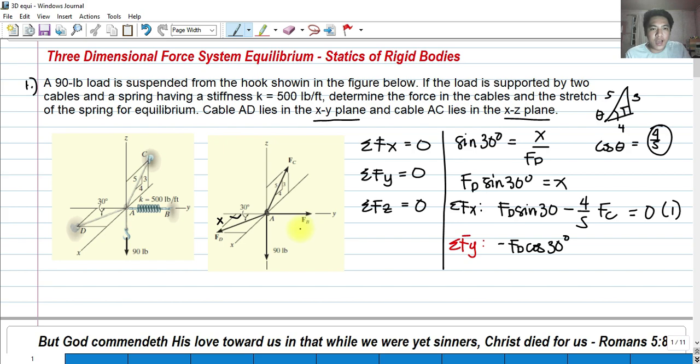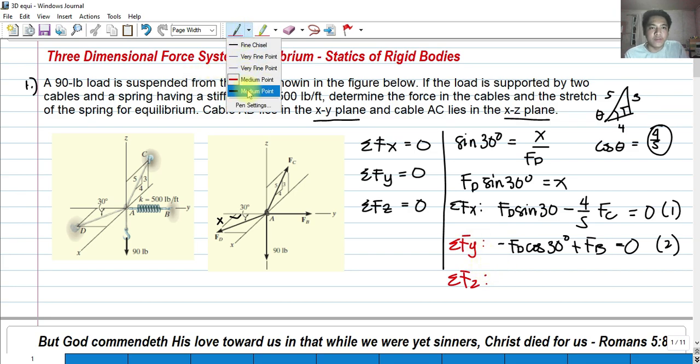Any forces other than that, acting along y, is this F sub B. So it's going to the positive, to the right. So that must be plus F sub B equals 0. And that is our equation 2. There, the F sub C does not have any y component because it lies on the x and z planes, as well as the weight. So if we are going to get the summation of forces along z, which should be equal to 0, first we are going to resolve this F sub C on the z-axis.